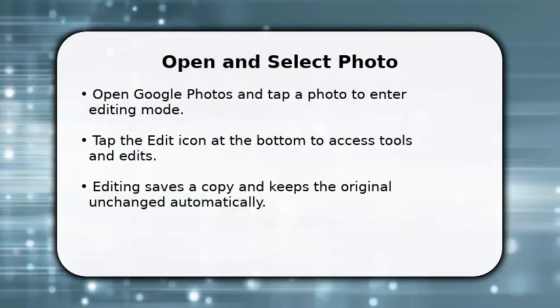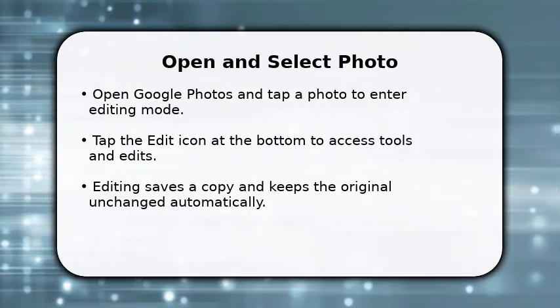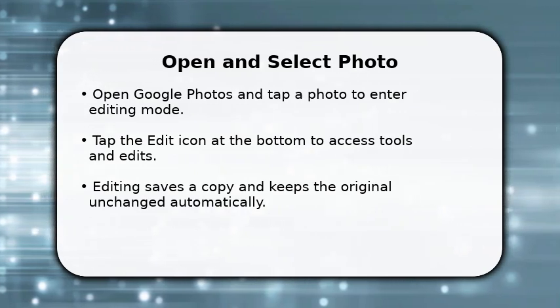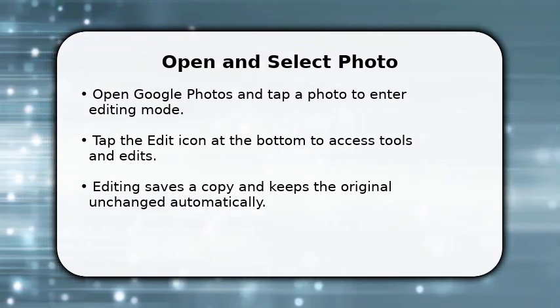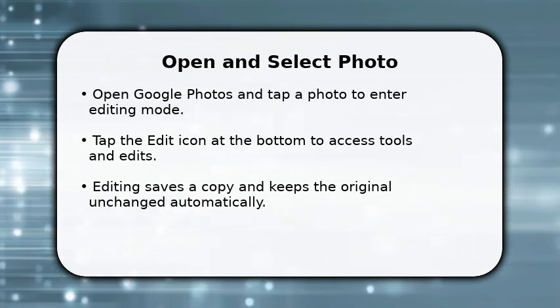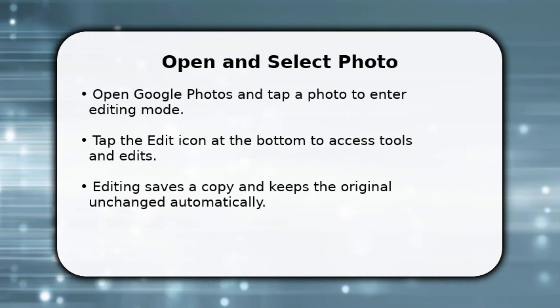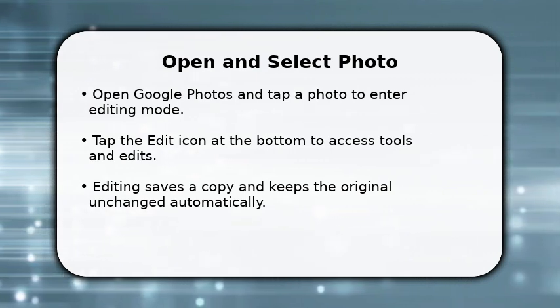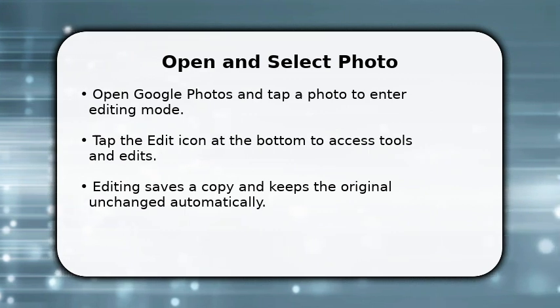Enjoy the video. Open Google Photos on your phone or web browser and sign in. Tap a photo to view it full screen and prepare to edit. Tap the edit icon at the bottom center to open adjustments and filters. The editor shows suggested fixes, tools, and filters in a single row for quick access.